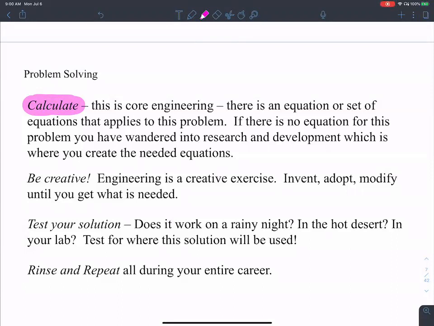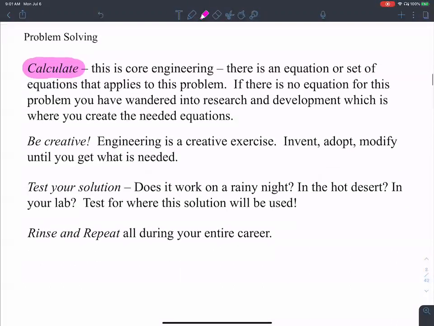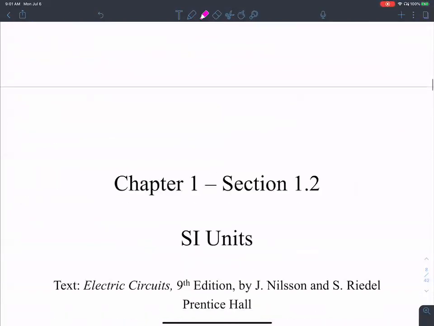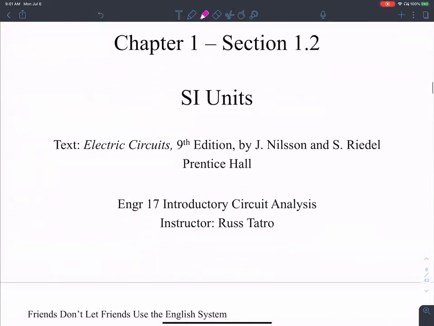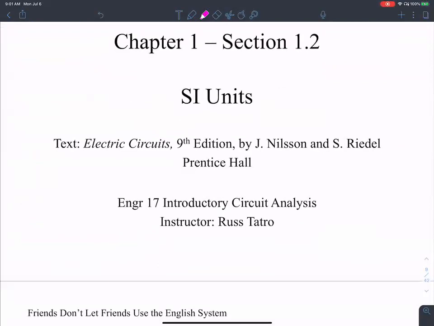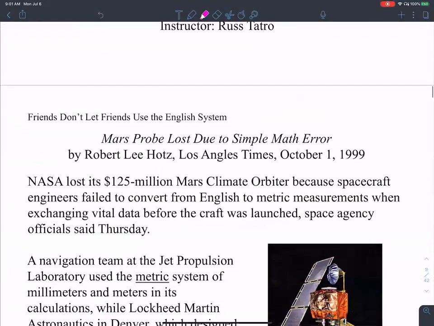Engineers get to be creative, being the designers that come up with creative solutions to different design problems. And we like to test our solution, and then we rinse and repeat. Like I mentioned, the design process is an iterative approach. So this is the general design flow. We talk about numbers with units, okay? So proper units are very, very important.